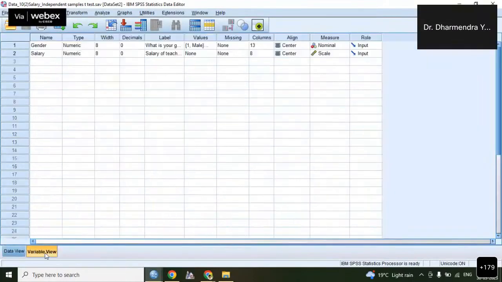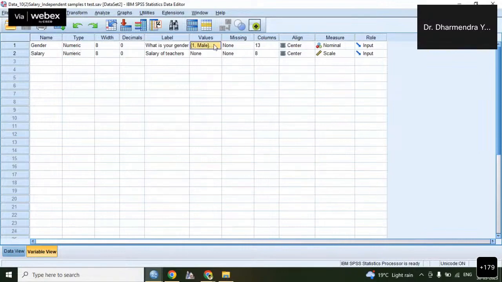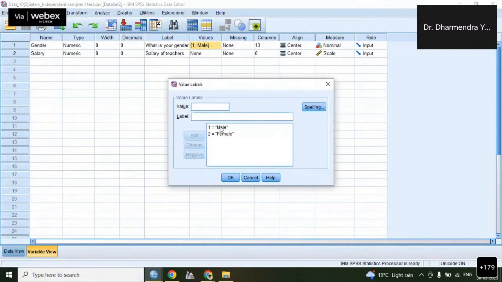So here we have two variables. One is gender, and one gender is male, another is female, right? What I told you yesterday, that gender is a labeling. You are labeling what your gender is for your understanding. And now we are giving the values according to the gender. One is used for the male and two is used for the female.